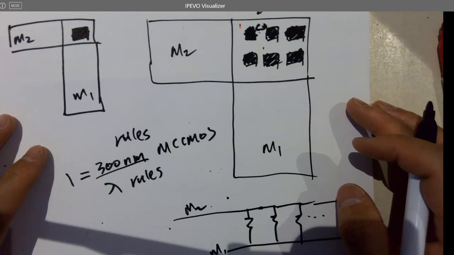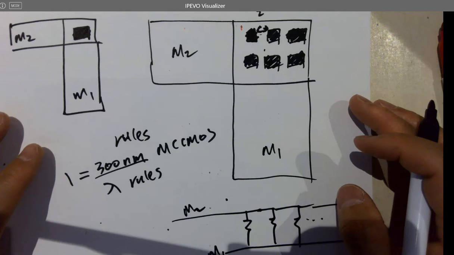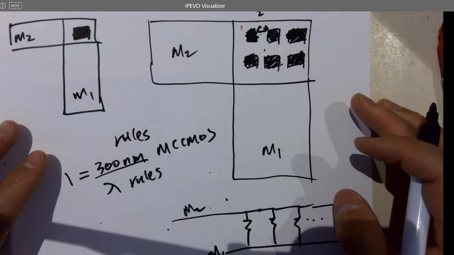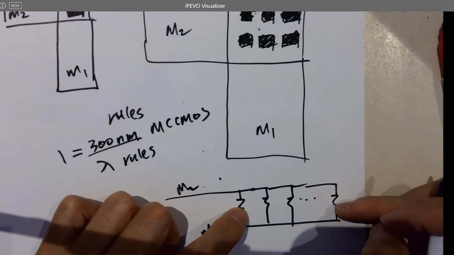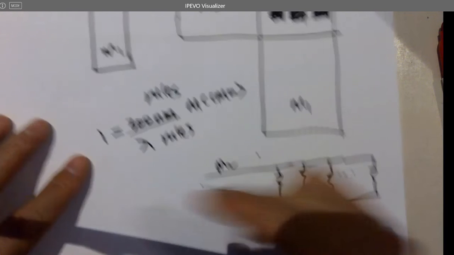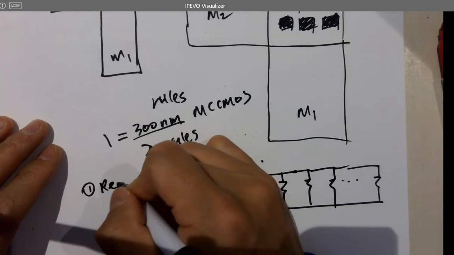More vias actually get you less resistance. These are in parallel, and parallel resistors reduce the resistance, right? So this is the first point, to reduce the resistance.